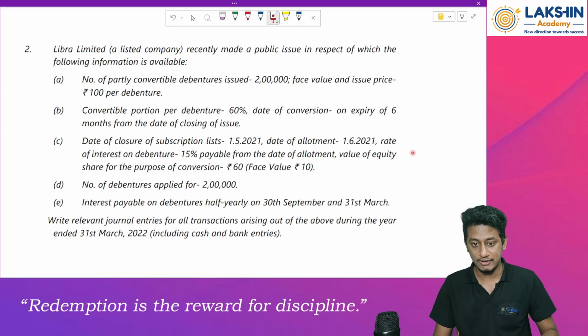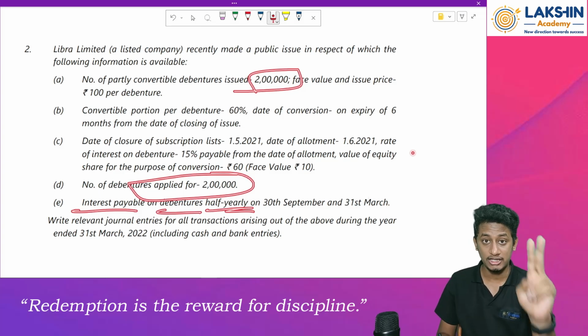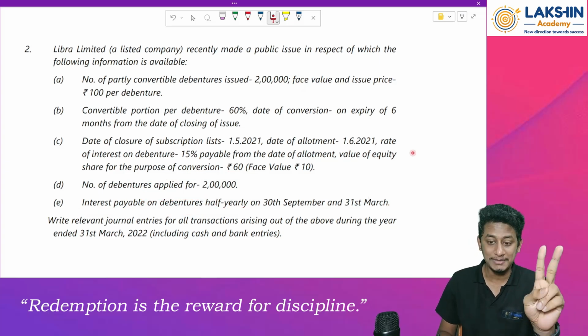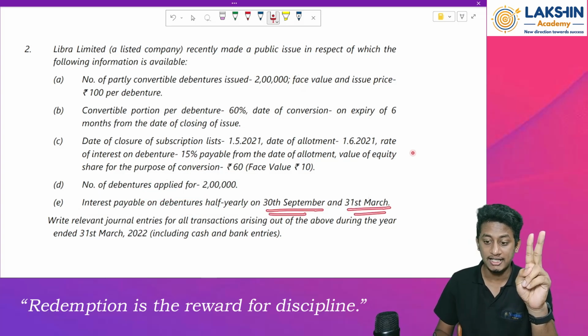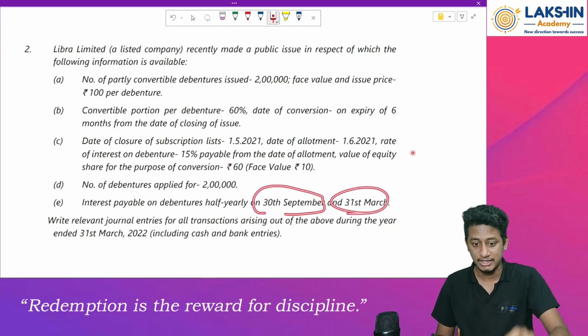So everything whatever we have issued is being applied for. Then interest is payable on debentures half yearly. That means in 1 year, 2 times I am paying it. When? On 30th September and 31st March. So half yearly on 30th September and on 31st March. 2 times I am paying the interest.